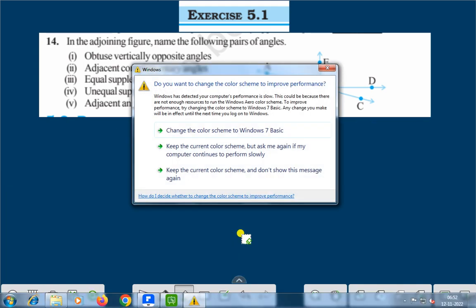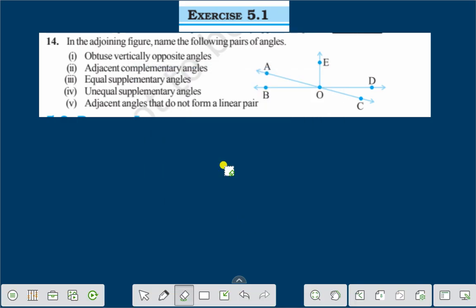Now what is question number 3? Question number 3 is equal supplementary angles. Equal supplementary angles means the angles should be equal and the sum of the angles should be 90 degree.